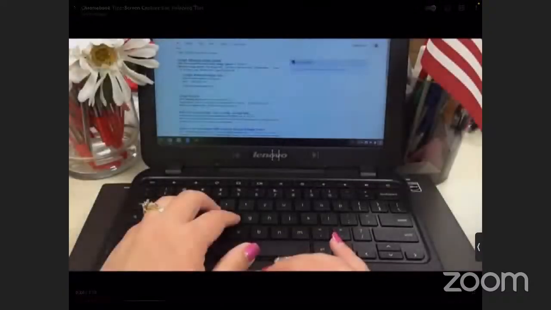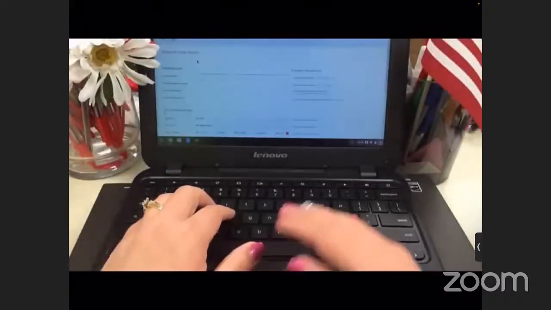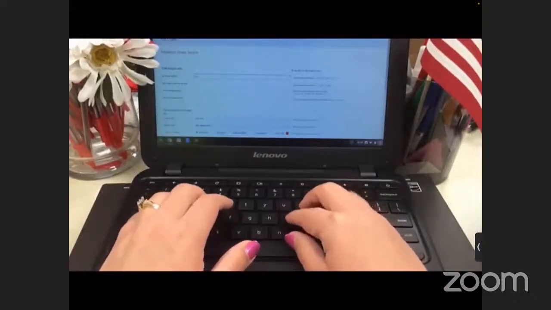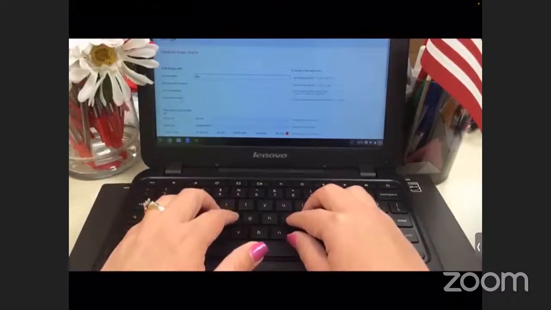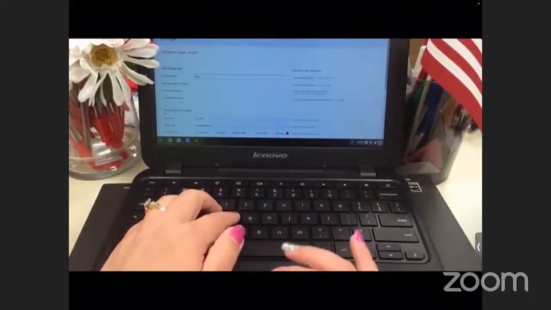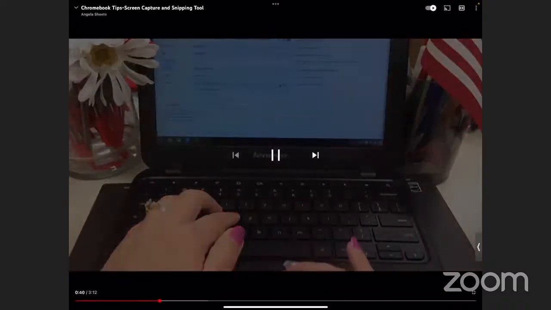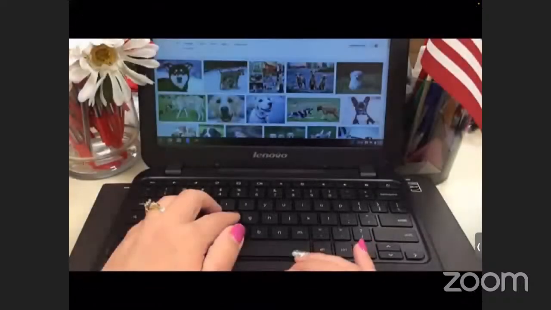Google Advanced Image Search will help you find images that you can use in your projects without getting in trouble for using copyright. I will search for a picture of dogs and scroll down. Usage rights needs to be set to free to use, share, or modify. Now it's going to show me all of the images I can use in my project, and I will not get in trouble for copyright.